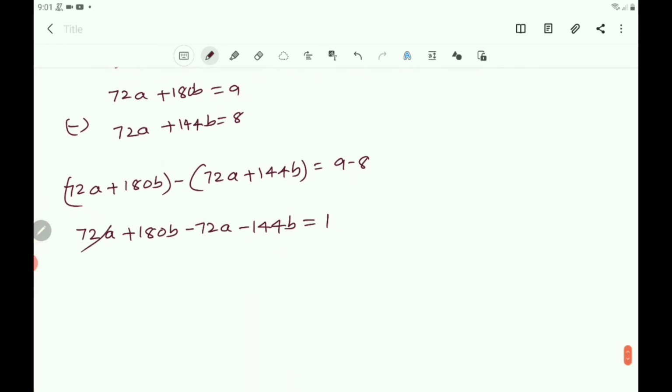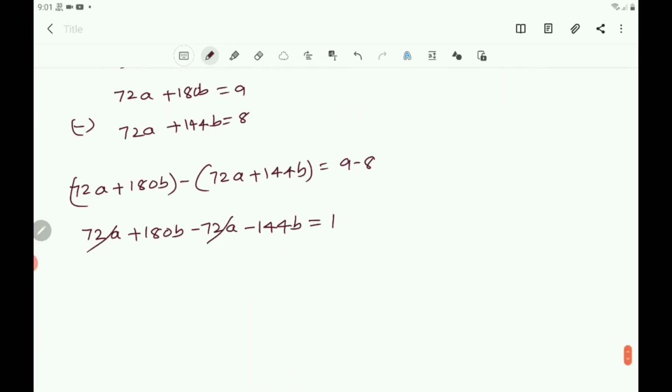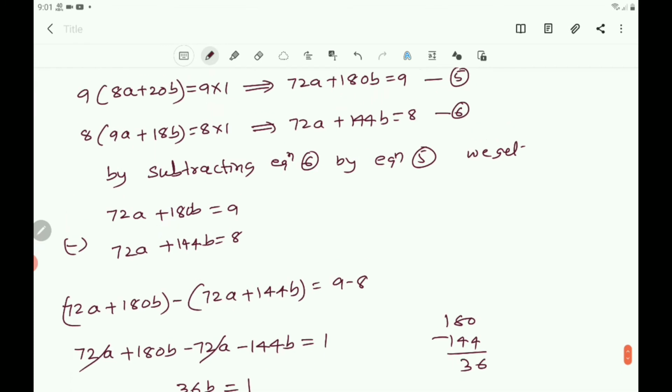Then you cancel 72a. 180 minus 144 is 36. So it becomes 36b equals 1. So b equals 1 by 36.